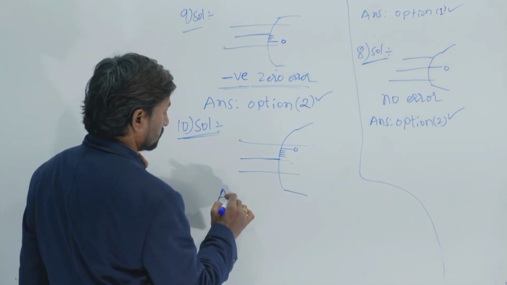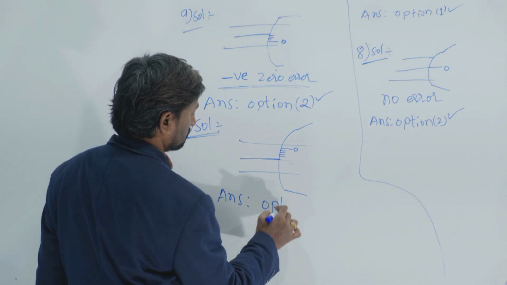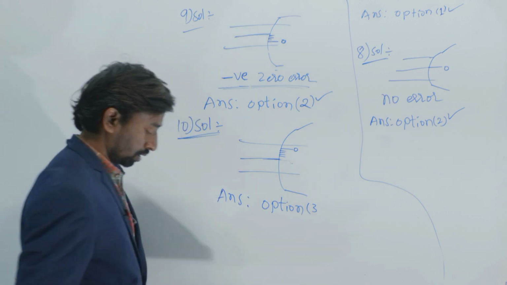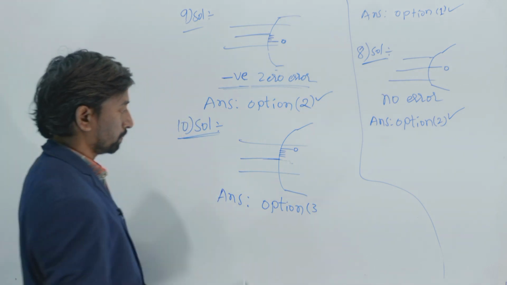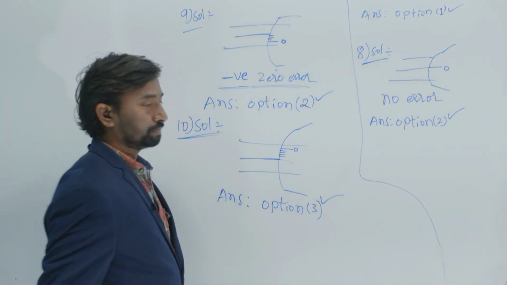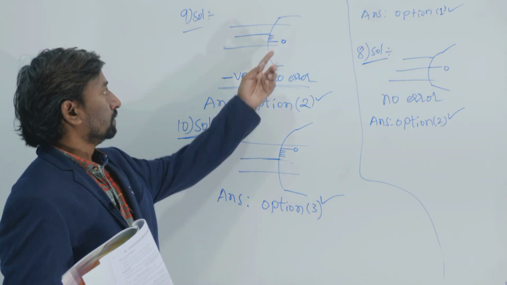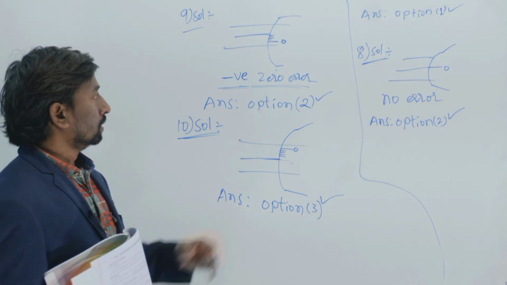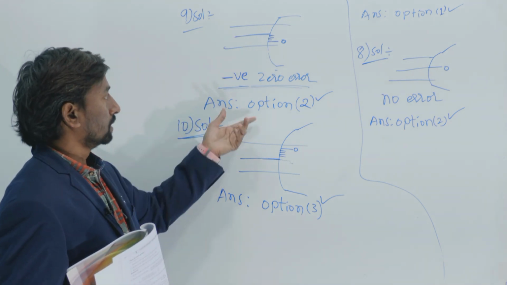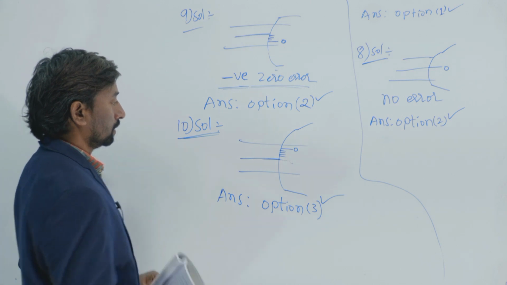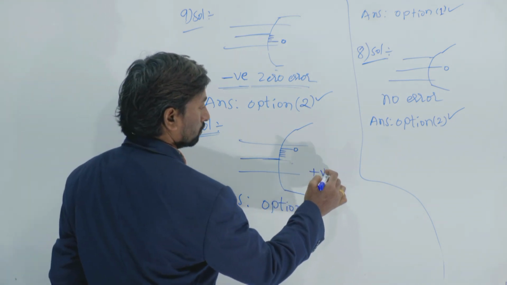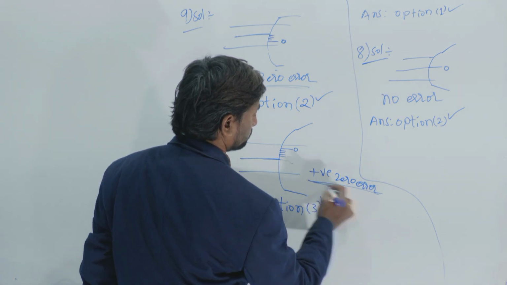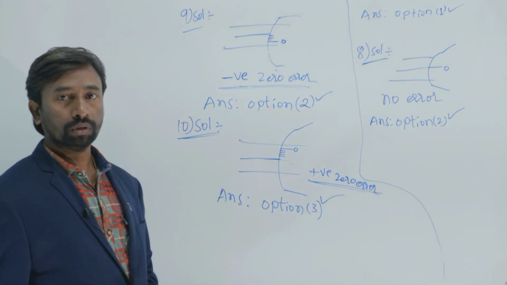This is the answer. The correct answer is option 3. Positive zero error is the correct one. So if the zero division is below the baseline of the pitch scale, then we can say it is a negative zero error, and here it is a positive zero error, if it is above the baseline.